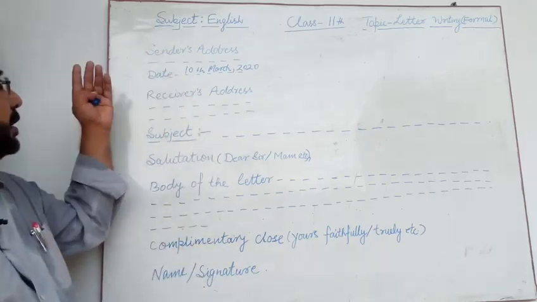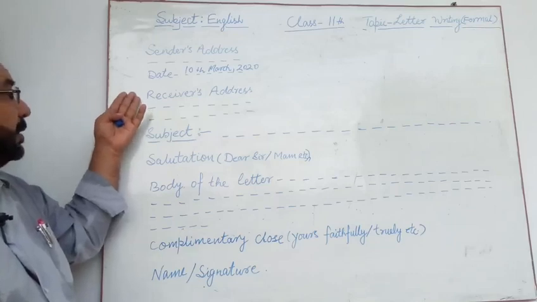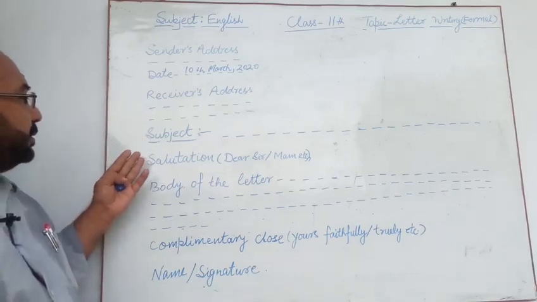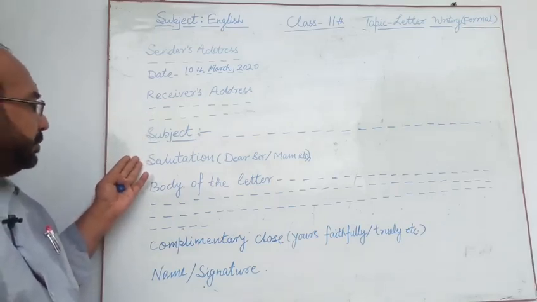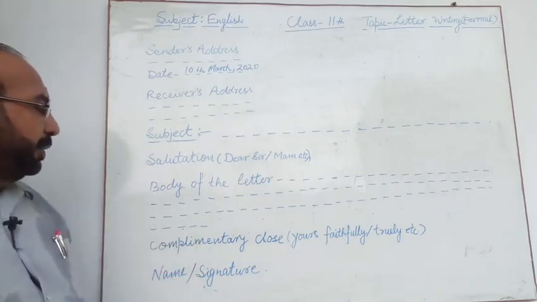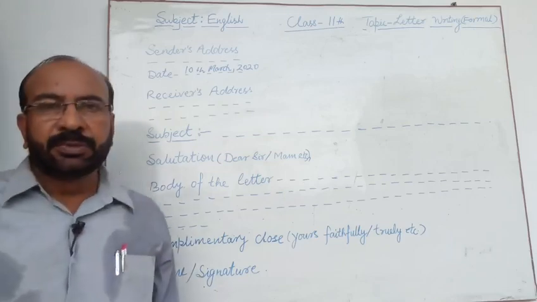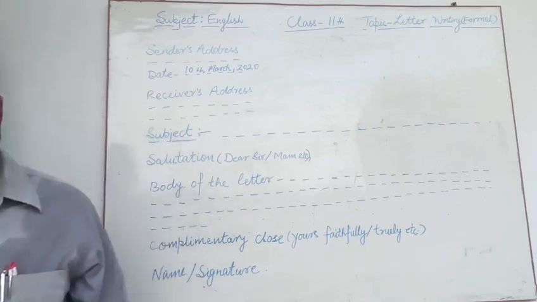First is sender's address, after that date, after that receiver's address, after that subject, and after that salutation, and then body of the letter, and then complimentary close, and at the last your name or signature. Thank you very much.